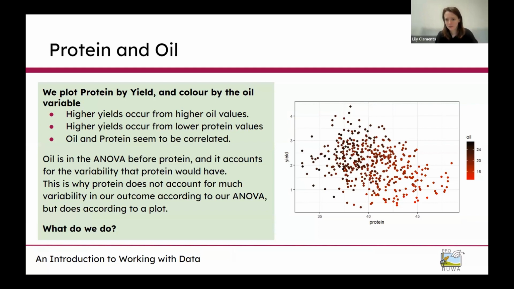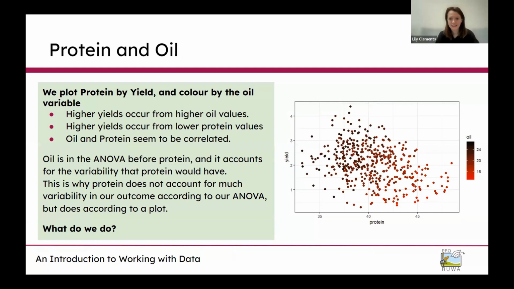Well, we can plot this. So we've got our protein on the x-axis, our yield on the y-axis, just as we had before. And now we've colored our points by oil. And we see that those lower values of oil correspond to a lower yield, and those higher values of oil correspond to a higher yield.